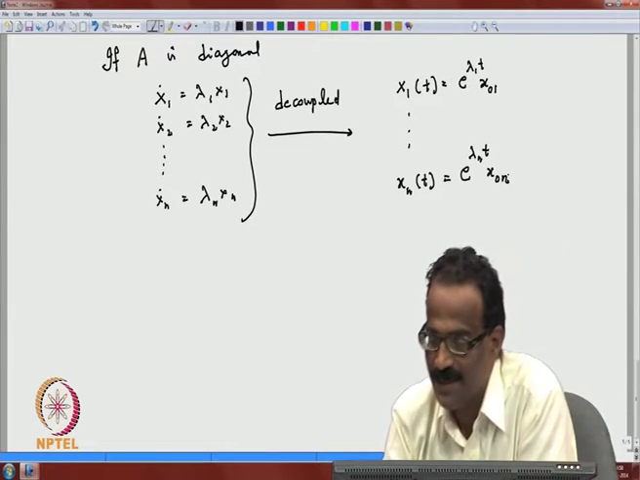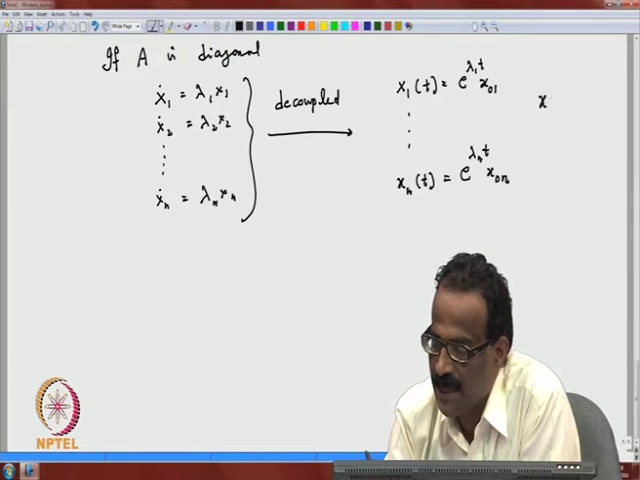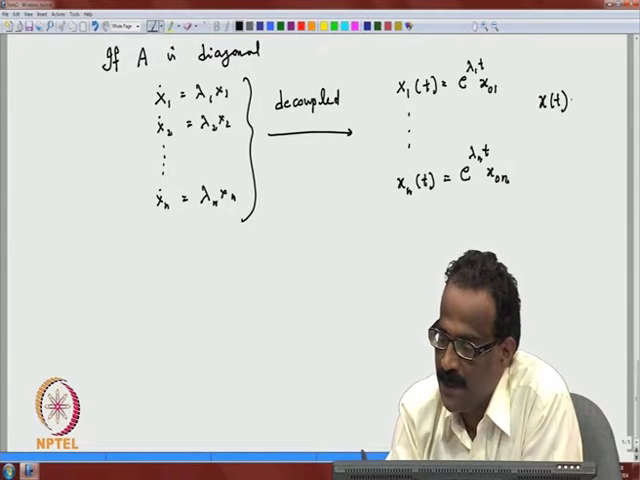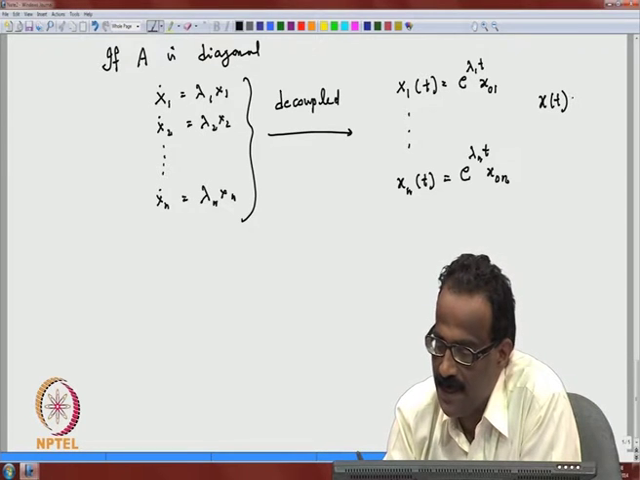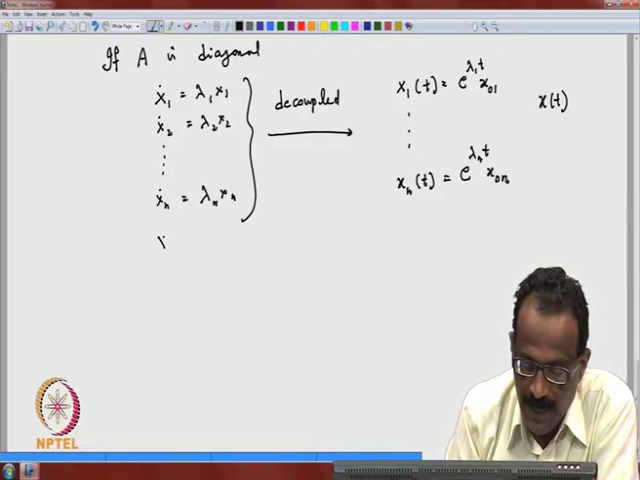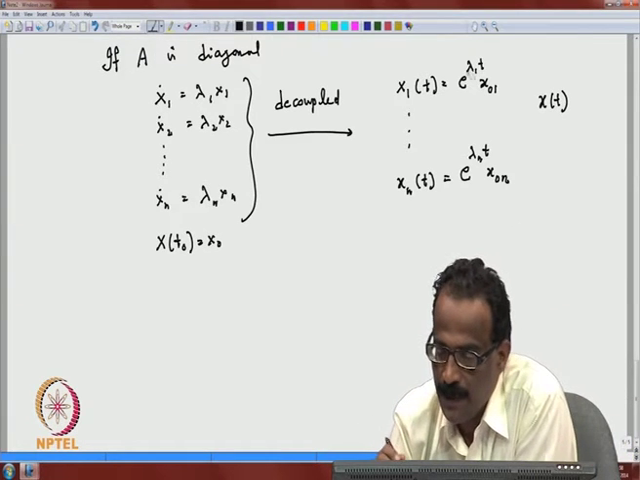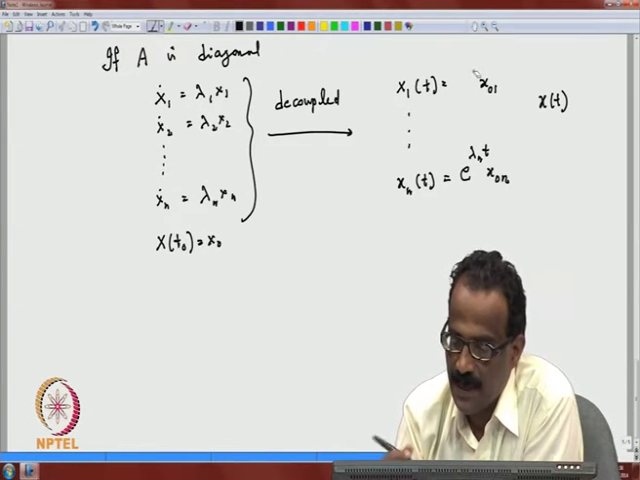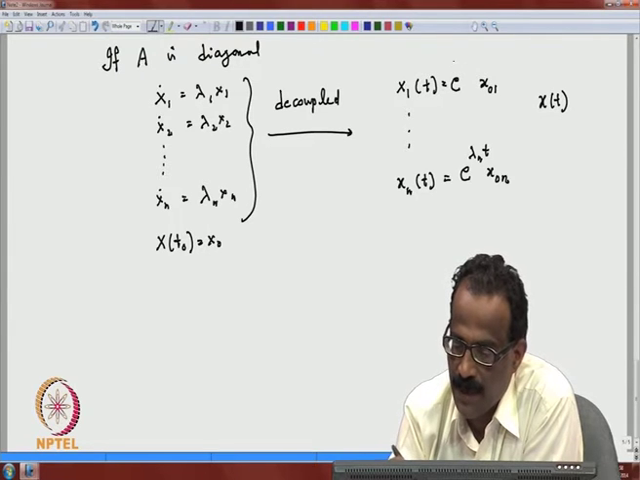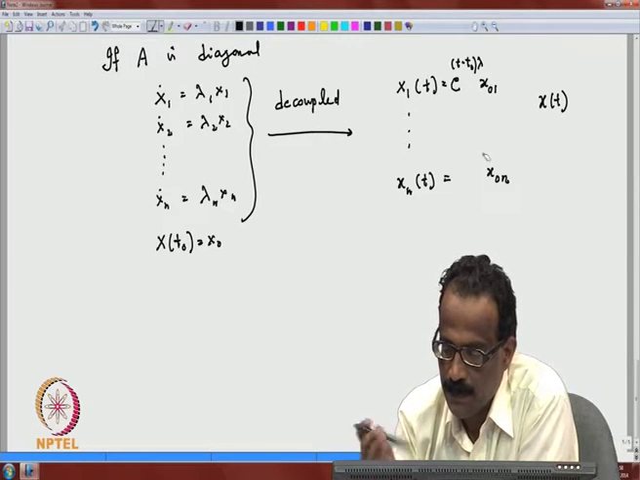So, if you write this in the form, this is equivalent to saying e power x t. Yeah, of course, you have to change here. If I look at my initial conditions at t naught is equal to x naught, so I have to change accordingly. This will be e power t minus t naught into lambda 1. So, I will change here.